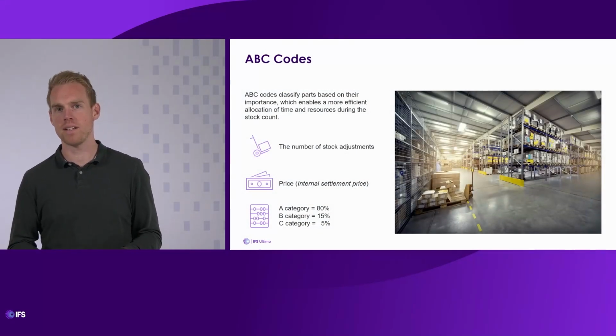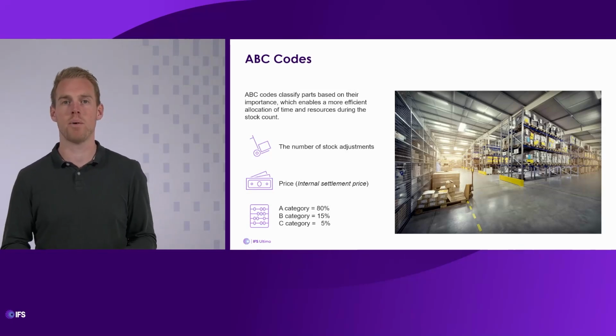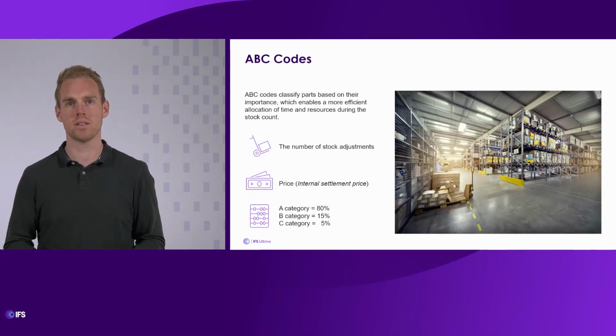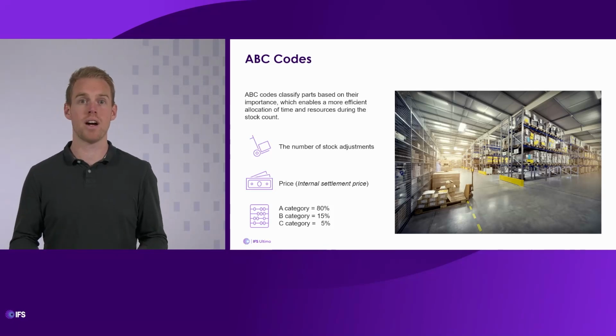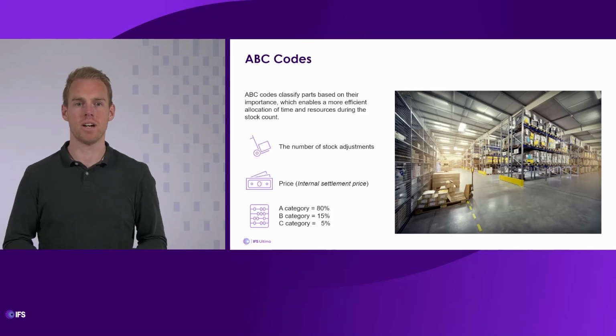First, I want to explain something more about the ABC code. ABC codes can classify parts based on their importance, so maybe on parts that have a higher value, which enables a more efficient allocation of time and resources during the stock count. So maybe you only want to focus on items with a high value, or maybe only items that were counted longer than an X period ago.